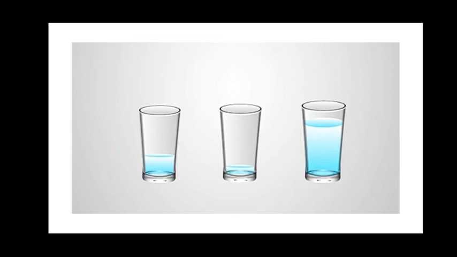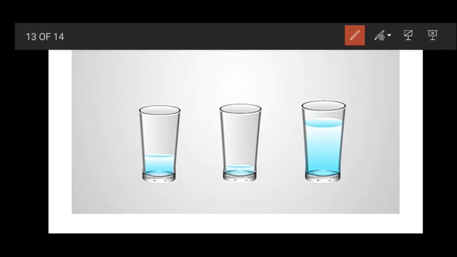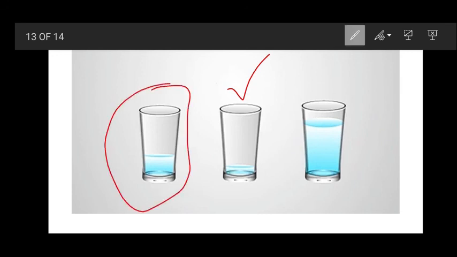Yes. Now tell me children, which glass has least water? Yes, the middle one has least water and the first one is less than. So the first one is less than and the middle one is least.